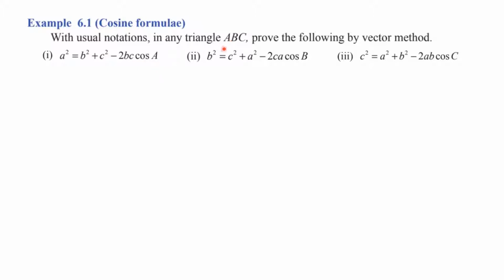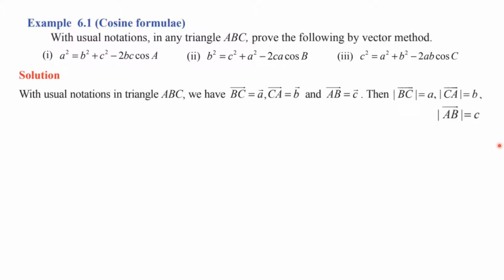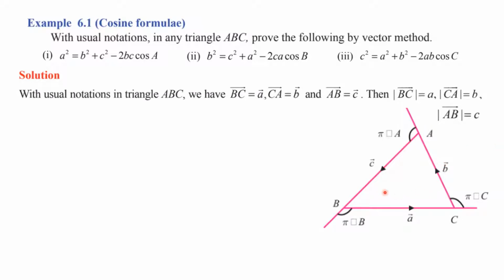given triangle ABC. So let's call this as our triangle A, B, C, and let's define our BC as vector A, CA as vector B, AB as vector C. So we have defined all the vectors here, and then the magnitude of BC can be written as a, and the magnitude of CA can be written as b, and the magnitude of AB can be c.